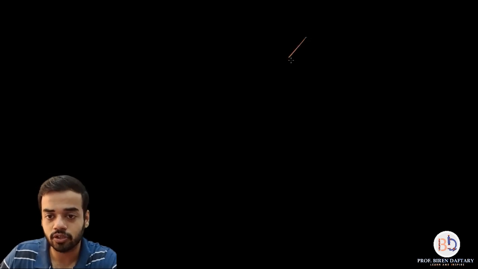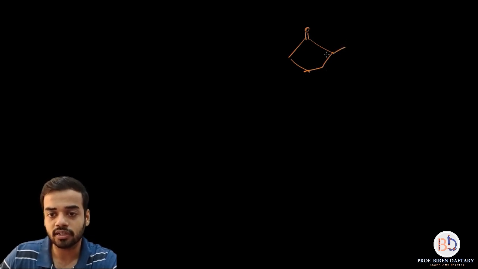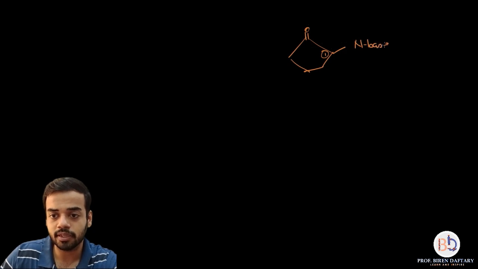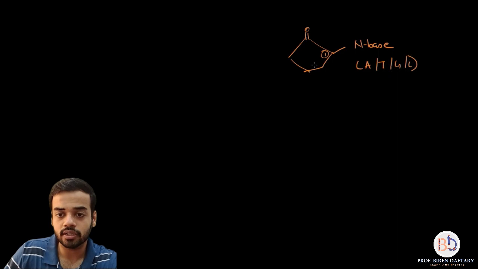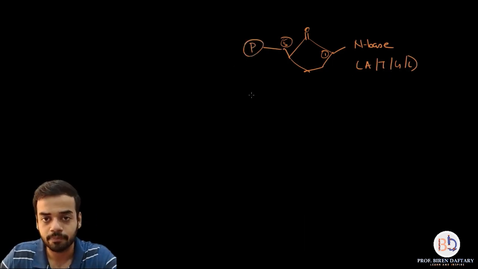So what is a nucleotide? If you remember, the basic structure of a nucleotide is like this. This is the pentose sugar, this is the oxygen attached here. To the first carbon will be attached the nitrogen base. Okay, so nitrogen base may be A or T or G or C. Okay, this is the second, third, fourth. This is the 5th carbon, and to the 5th carbon is attached the phosphate group. This is your nucleotide. Correct?